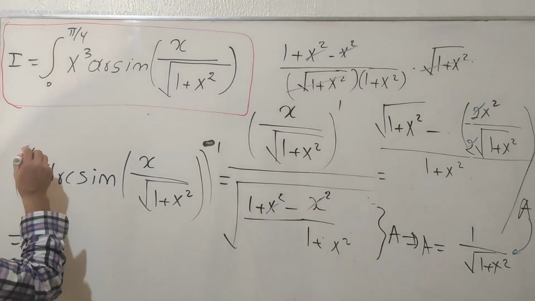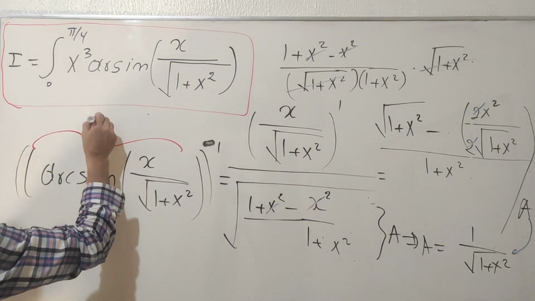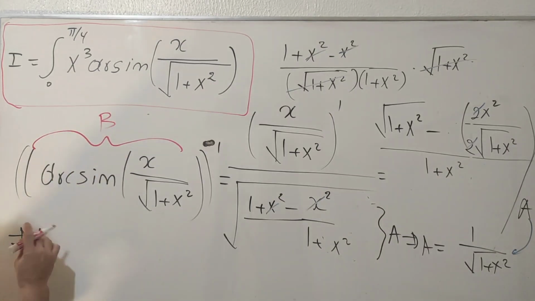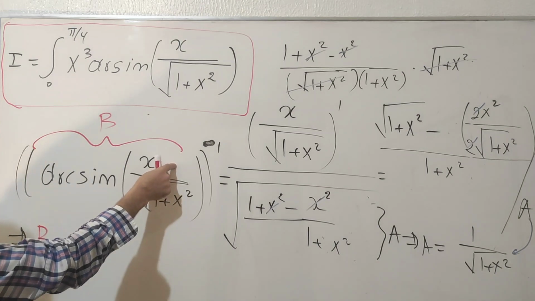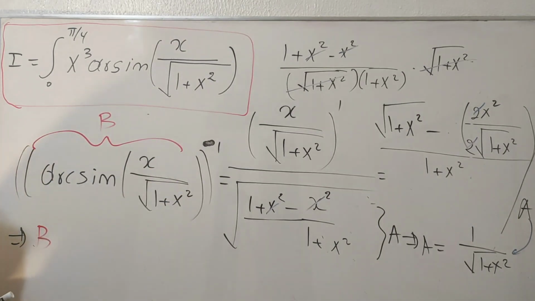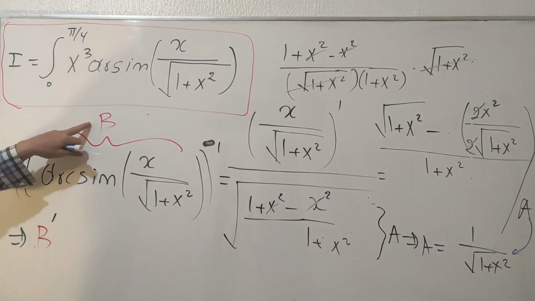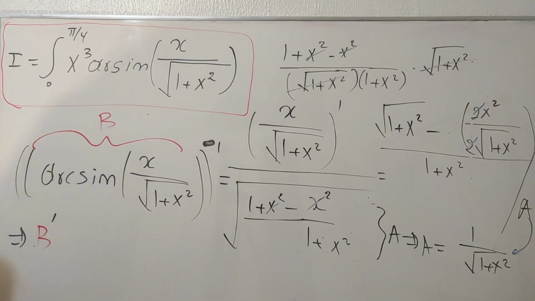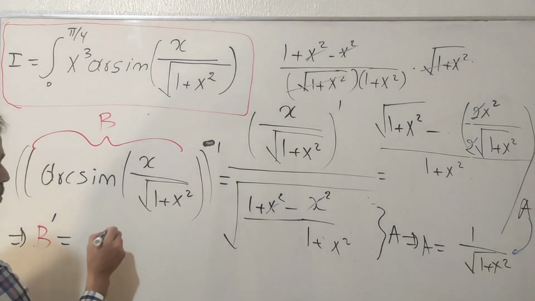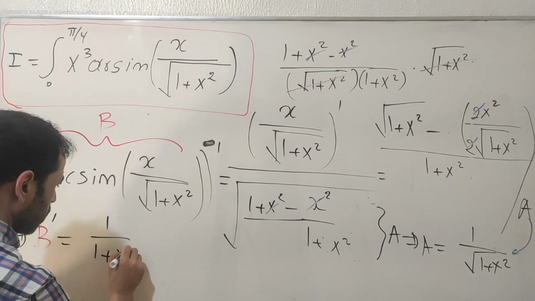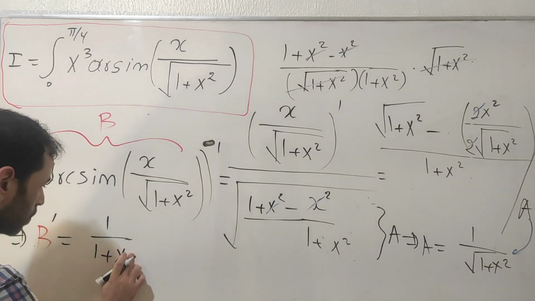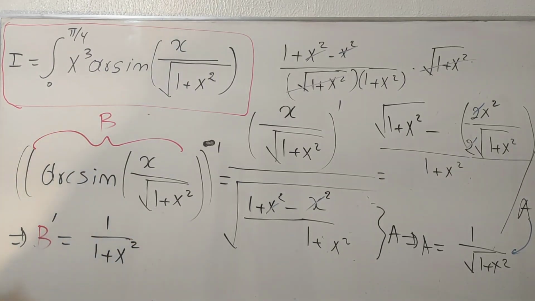So I get this. Let's replace this whole thing with capital B. So we get this capital B, which is arcsine of this quantity here, and its derivative, b prime, is giving us 1 over 1 plus x squared. Now it's simpler.